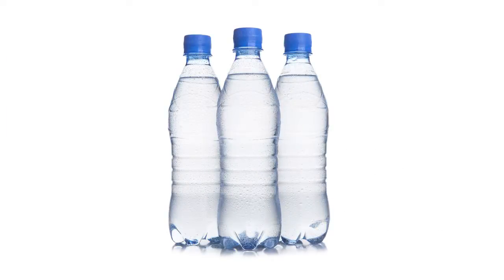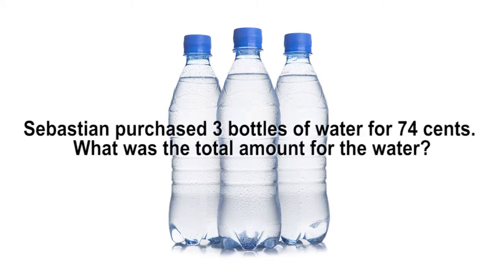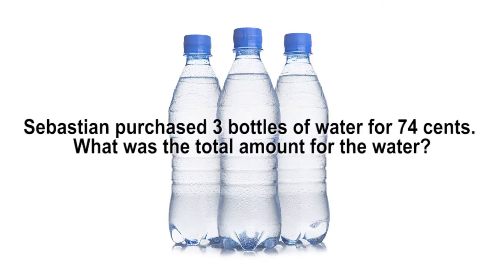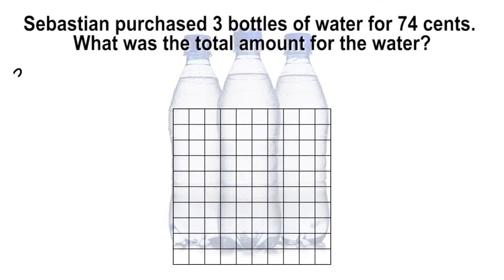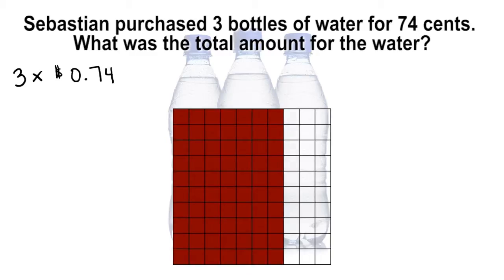Let's start with our first problem. Sebastian purchased 3 bottles of water for 74 cents, or hundredths. What was the total amount for the water? The expression to represent this situation is 3 groups of 74 hundredths. 74 hundredths is represented on the hundredths grid by coloring in 7 columns and 4 cubes. This represents one group of 74 hundredths.